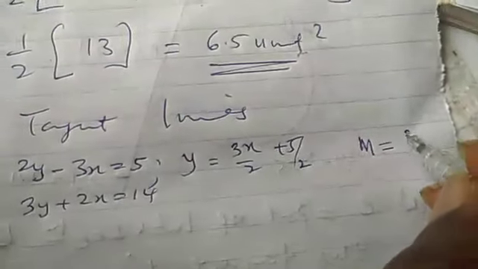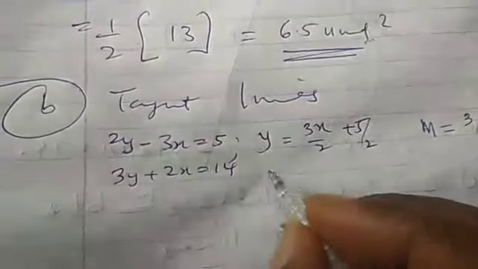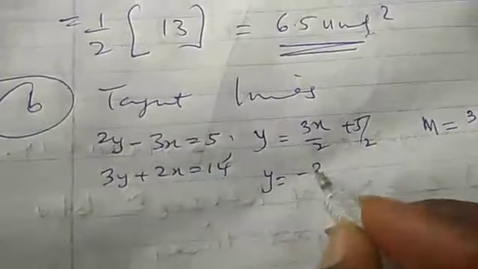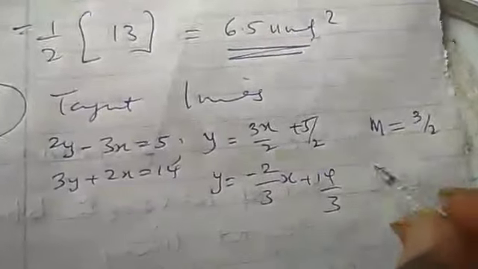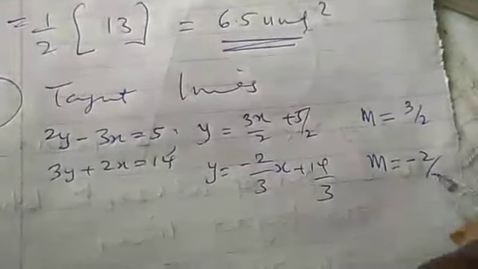Therefore, our first gradient is 3 over 2. Also here, making y the subject of the formula, we have minus 2 over 3 x plus 14 over 3. Our gradient is minus 2 over 3. So this is our m2, this is our m1.